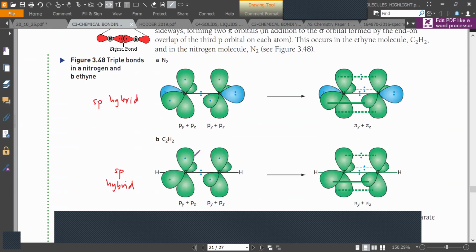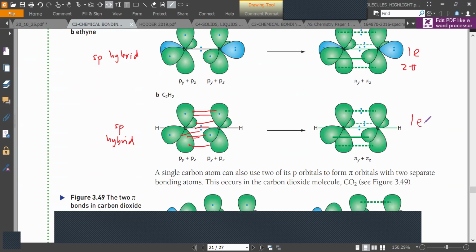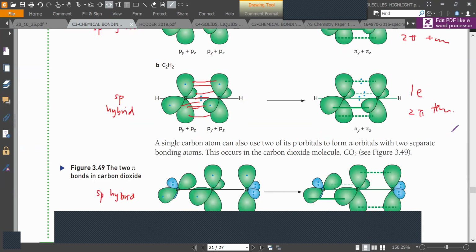Like this, we have two sets of overlap. So we have one sigma bond, two pi bonds, one sigma bond, two pi bonds. So that's why we have the triple bond. That's how we get the triple bond.